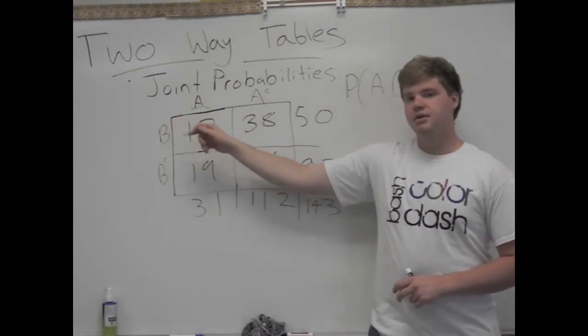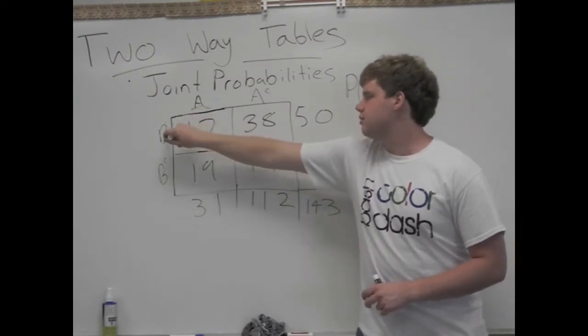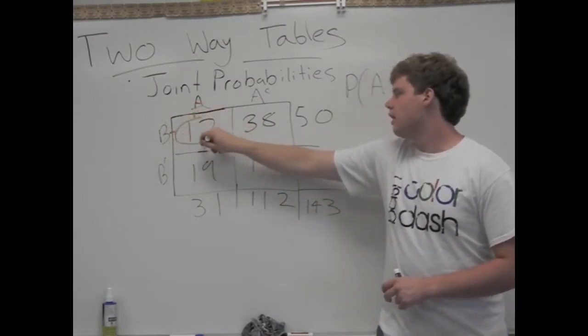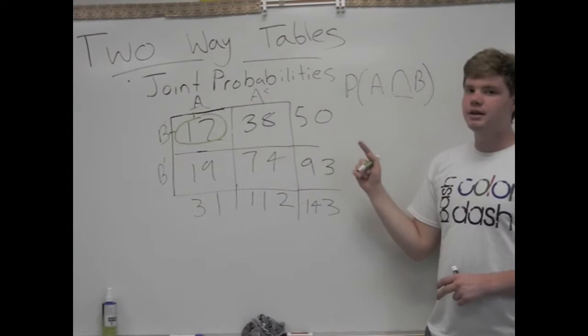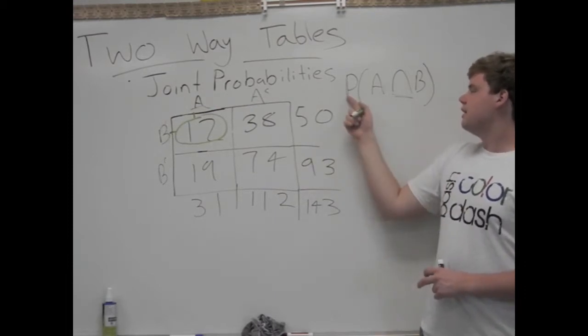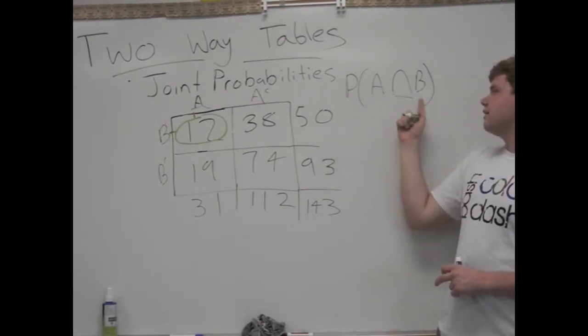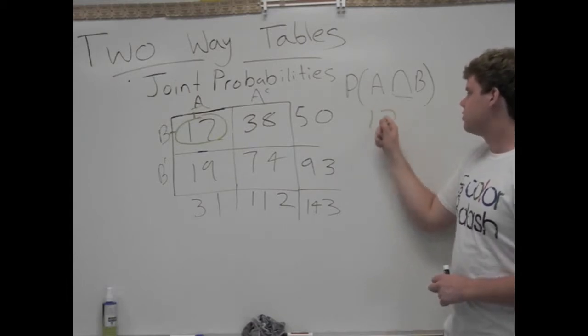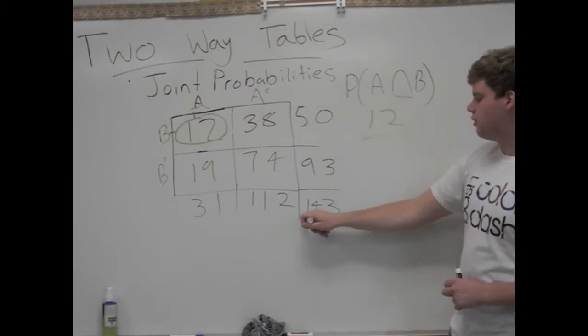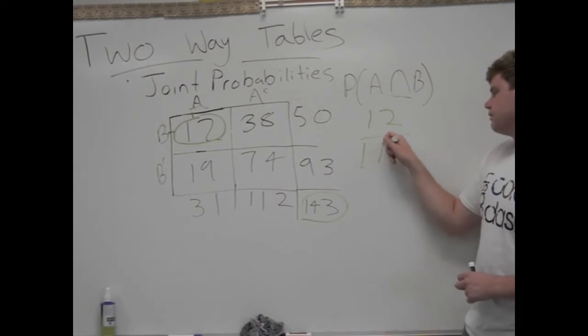So, to find this, we would look for the success of event A and its intersection with the success of event B. So as you can see, the two intersect right here. Therefore, the probability of finding the success of event A and event B is found as 12 over the total of the table, which is 143.